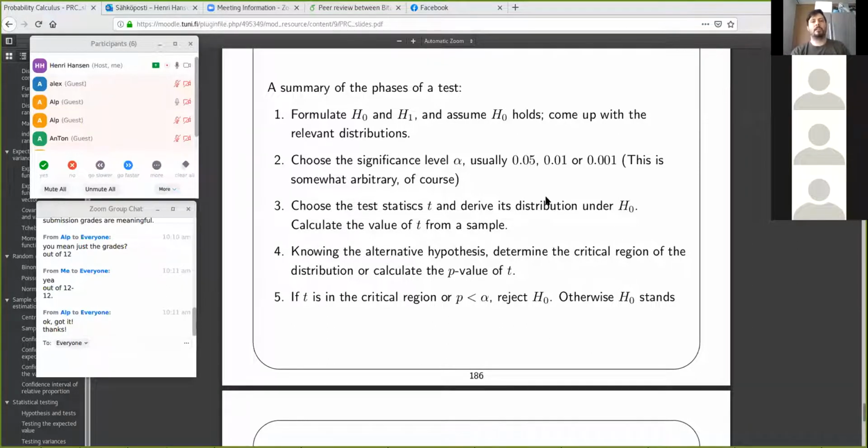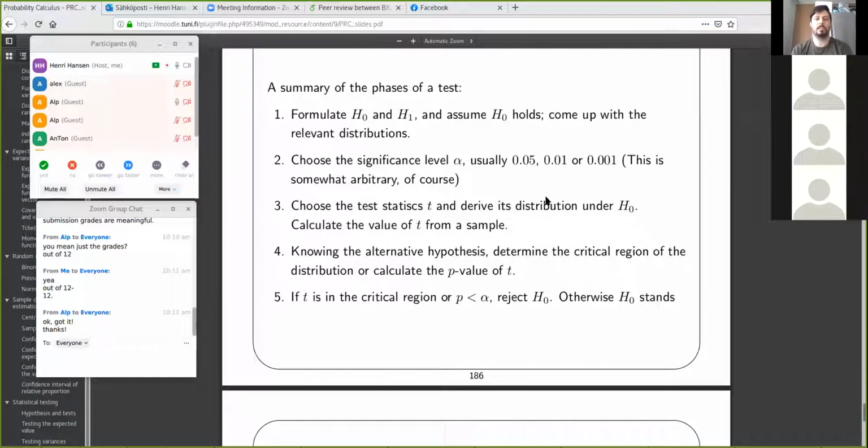Choose a significance level. This is arbitrary. Usually it's 0.05, 0.01, or 0.001. Pick one or just wing it. This can be omitted as well. Just calculate the p-values. That's possible as well. Choose the test statistic. That means that you come up with a way of testing your null hypothesis. So you calculate and derive its distribution under the assumption that the null hypothesis holds.